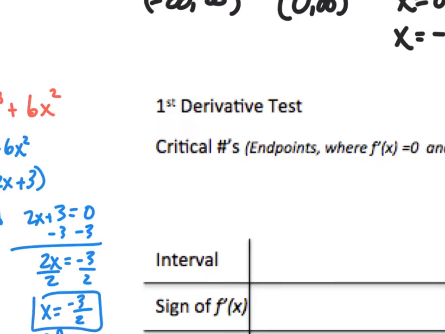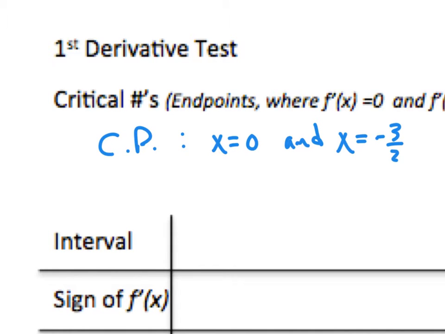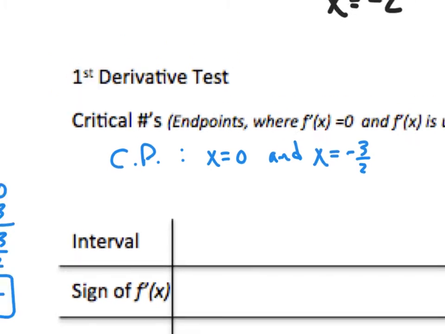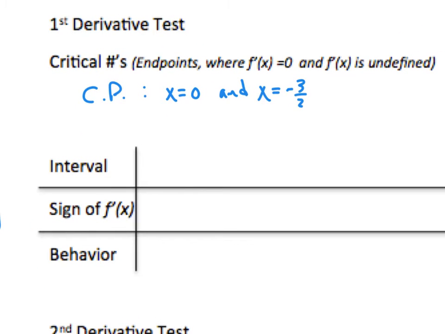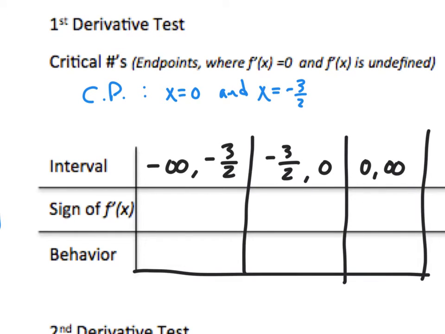All right, so now let's go ahead here, and I'm going to write critical numbers, CP. We have that at x equals 0 and x equals -3/2. So what I'm going to do here is write out my intervals. I'm going to do from -infinity to -3/2, and then from -3/2 to 0, and then from 0 to +infinity. And that's it. You know, the table's already kind of made there for you.